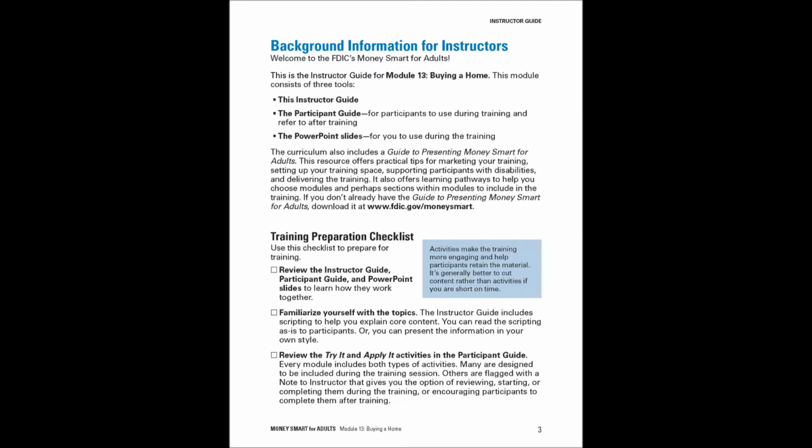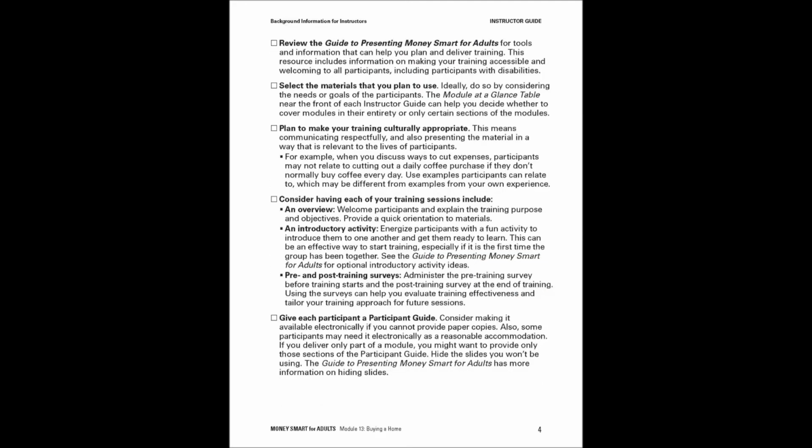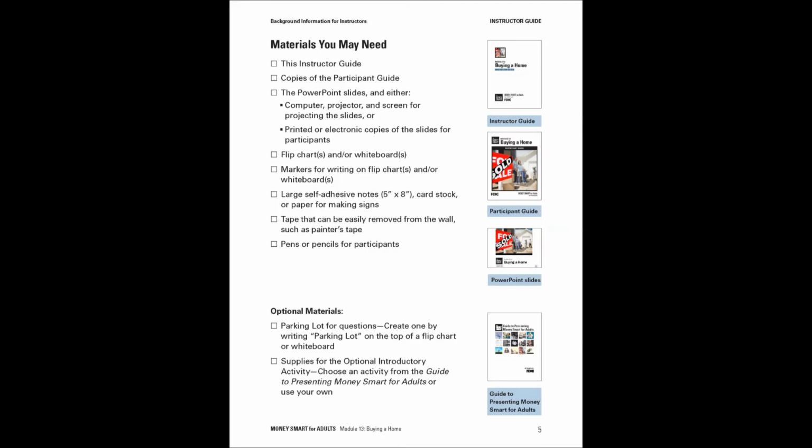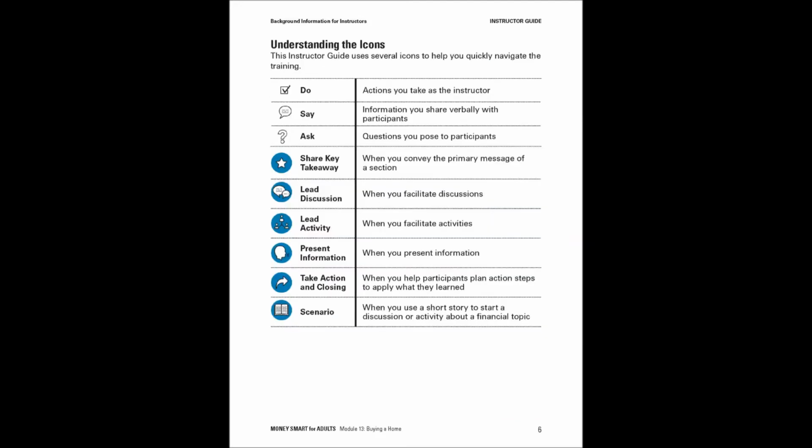As normal, we have the training preparation checklist, so make sure you go through that, making sure that you have everything that's going to set you up to have a successful training. For the materials that you may need, make sure that you go through this list as well, making sure that you have all the supplies that you're going to need to deliver the training, including optional materials such as a parking lot for questions, and supplies for any optional introductory activity that you may be doing. The icons for this module are exactly the same as the icons for all the other modules in the Money Smart for Adults training, so you can go here again to take a look at these for a refresher if you need to.